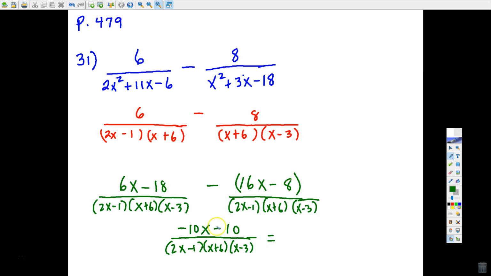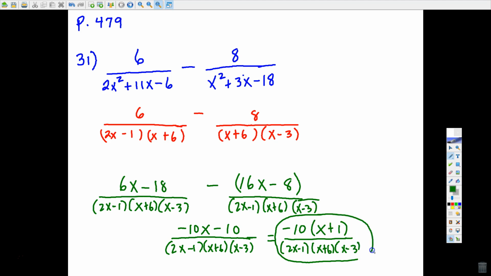I want you to look for opportunities to factor. Even if it doesn't result in being able to cancel, it's a good practice to get into, because if you don't, you may miss an opportunity to reduce, and that could cost you points on a test. So I can factor out -10 multiplied times x plus 1, all over the LCD 2x minus 1, x plus 6, x minus 3, and that ends up being our final answer for number 31.